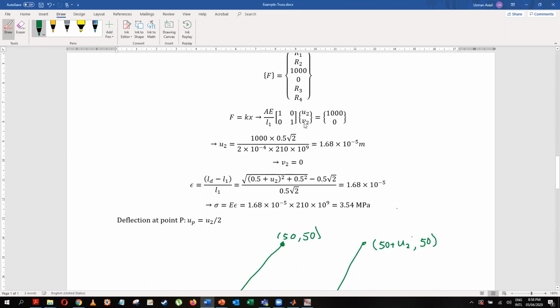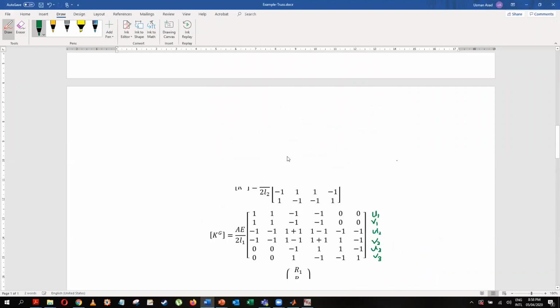Kind of obviously V2 is going to be equal to 0 and U2 is just going to be equal to 1000 divided by A over L. Okay? So 1000 multiplied by L, which is L1, which is the length of the element.